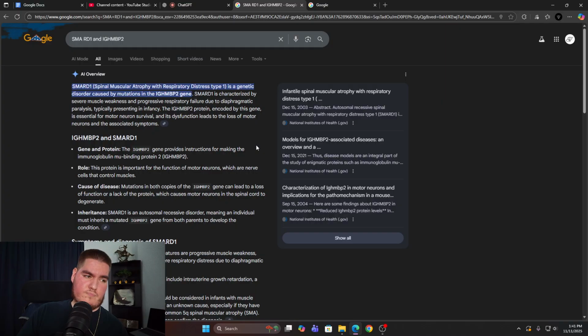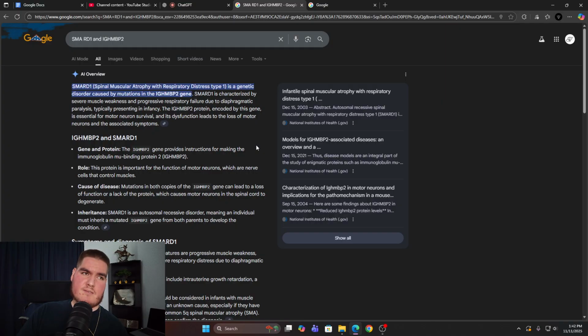So the IGHMBP2 gene is responsible for producing a protein called the immunoglobulin mu-binding protein 2, which is a bit of a mouthful. Essentially, this protein plays a crucial role in the survival of motor neurons, which are the nerve cells that control muscles. Without this protein functioning properly, those motor neurons can deteriorate, leading to muscle weakness and other symptoms. So it's really a key piece in understanding how SMARD1 works.